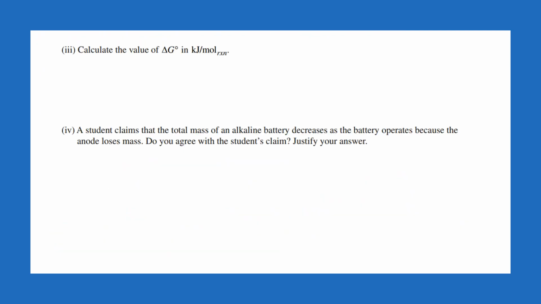Okay, so now we need to find the value of delta G. So we can use the equation delta G equals negative nFE. And when we balanced our equation, we found that there were 2 electrons. So I know n is 2. Faraday's constant is 96,485. And our standard cell potential that we calculated in part II was 1.43.